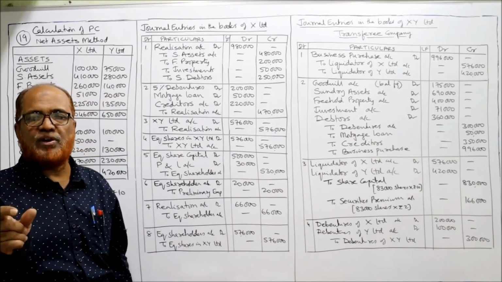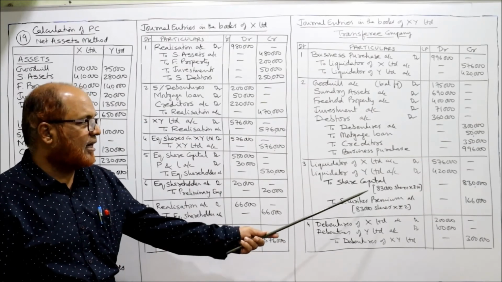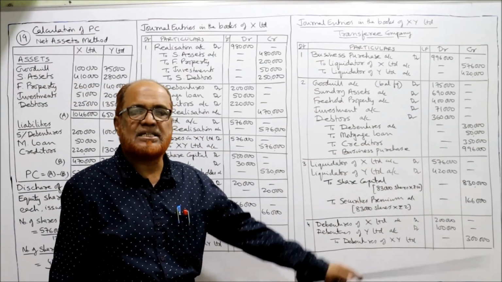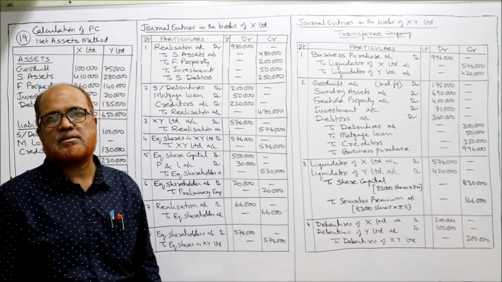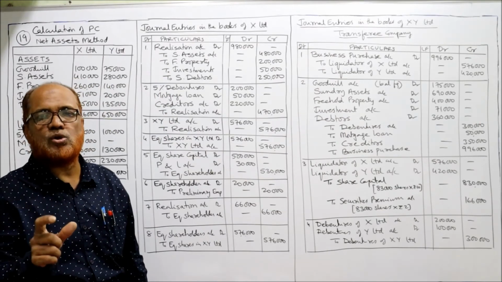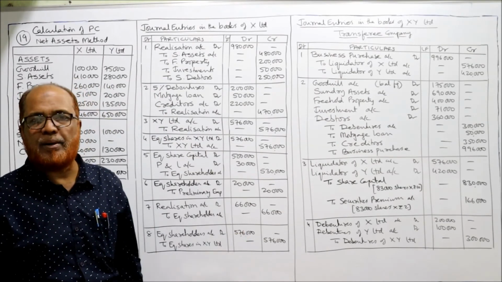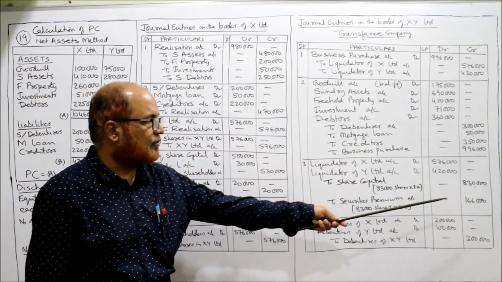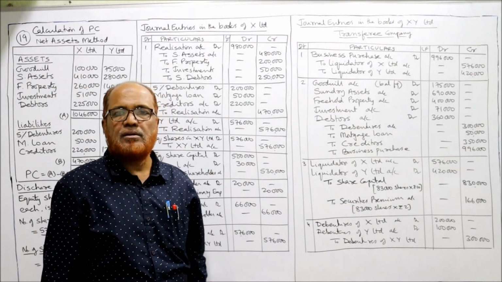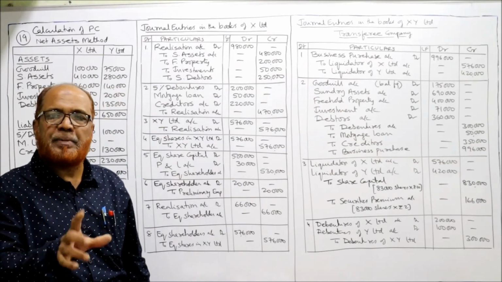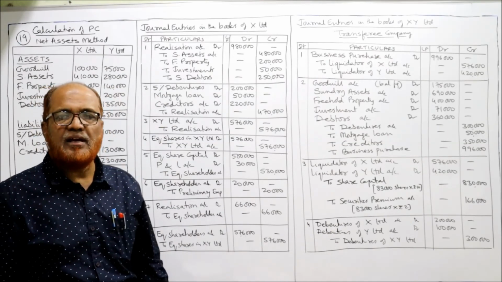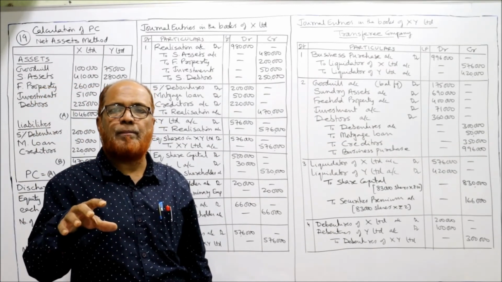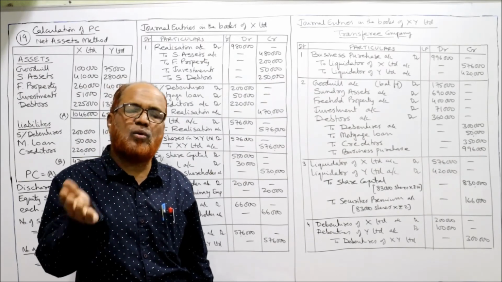The face value of each share is 10 rupees. So 83,000 into 10, 8,30,000 rupees is the share capital. Share premium: each share has 2 rupees premium. So 83,000 into 2, 1,66,000. Being the PC paid.